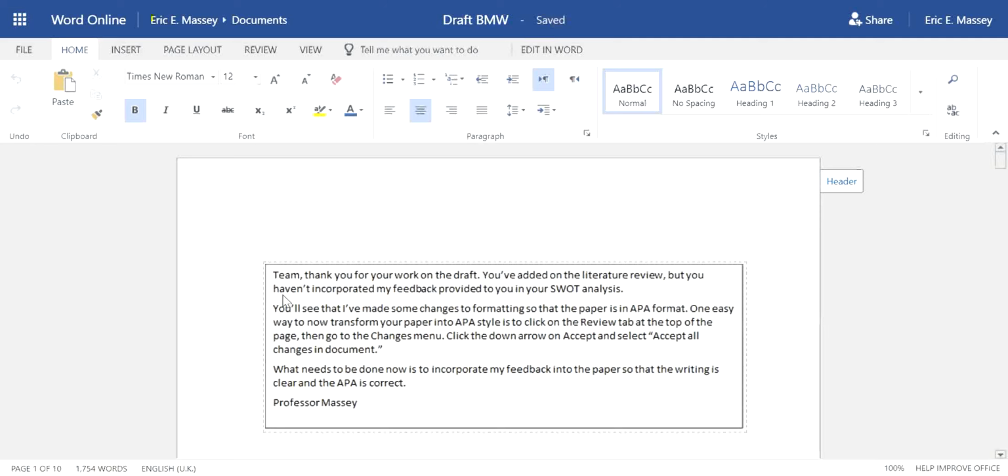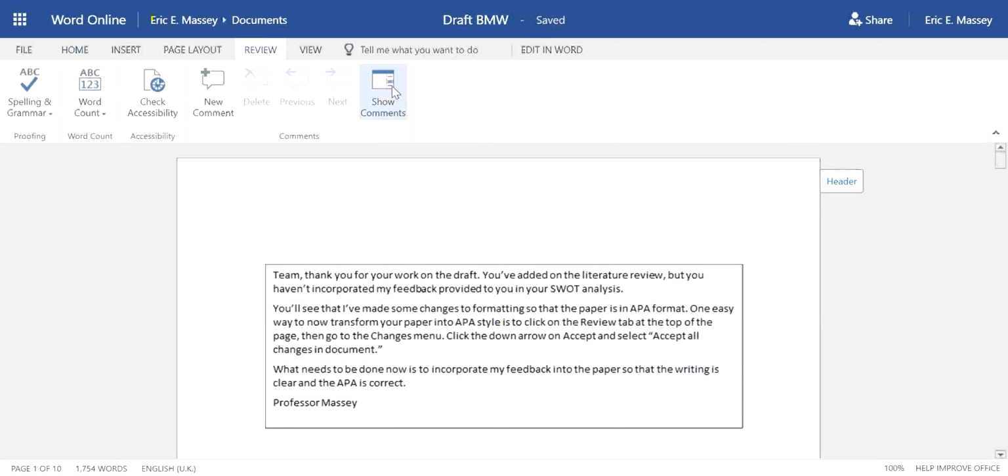And actually, that's not true. Everyone received significant feedback from me. And this is an online version of Word, but it's similar to what you have with your version of Word. Go up to the top here and click on Review. And if you notice, these previous, next, and delete buttons are not, let's say, active, right?